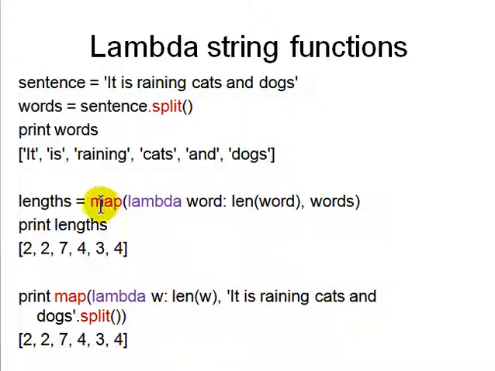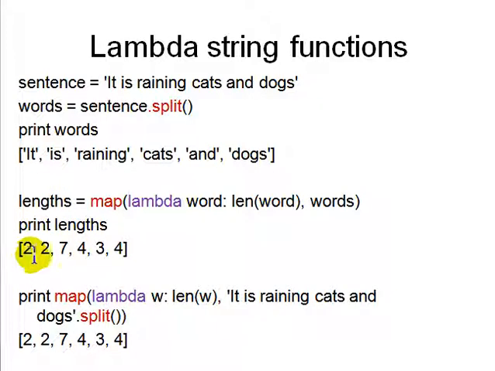Then you can apply the function map, and give it a function and an argument list of words. This applies the function to every element of the words, and the function is length. So you're mapping the function length on the words.